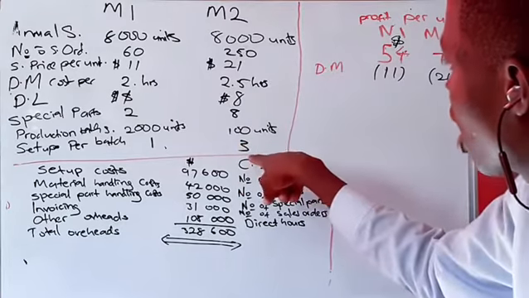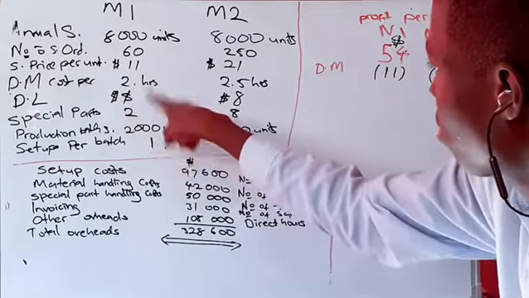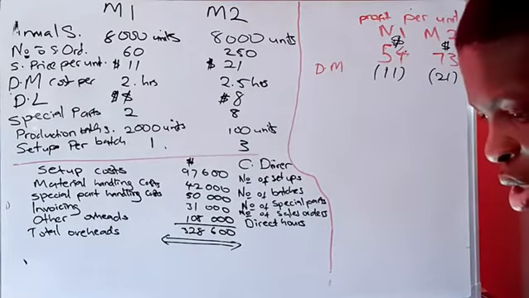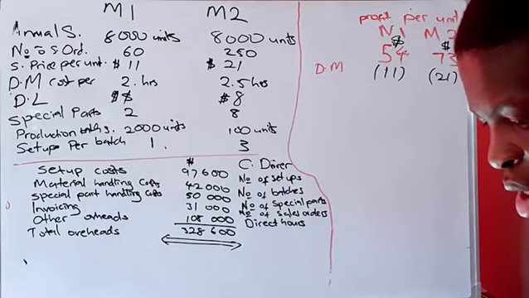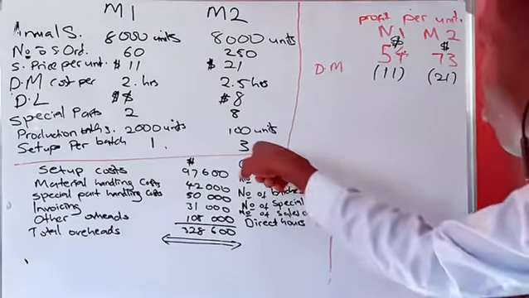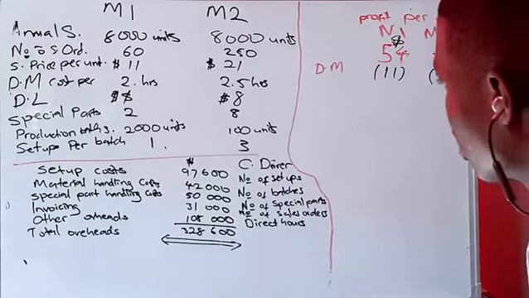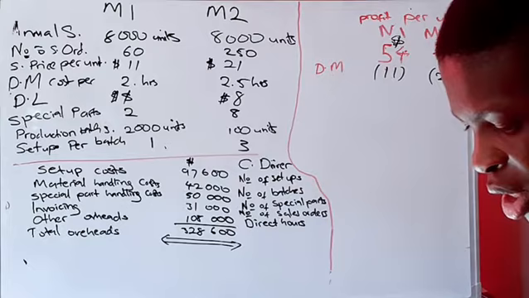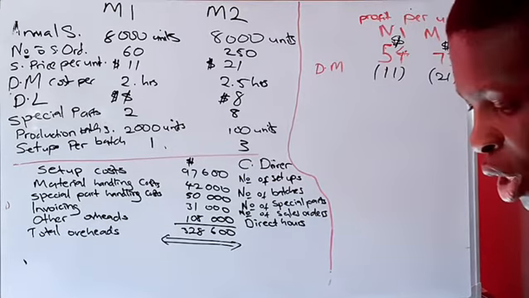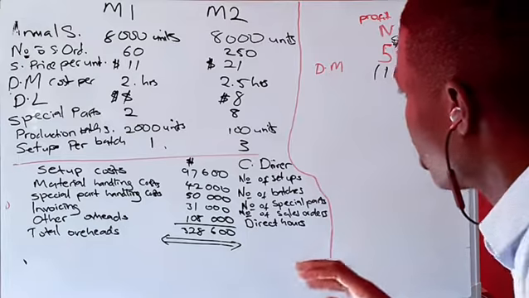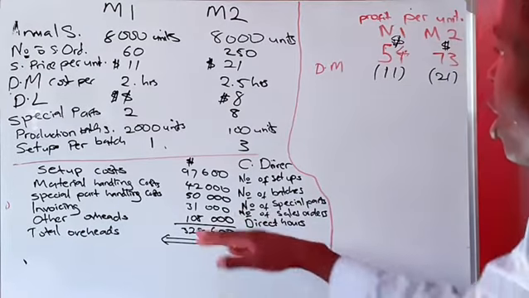That's 240 on this side, plus 4 here, which gives 244. So I divide 97,600 by the number of setups, 244, and the setup cost per batch is 400.